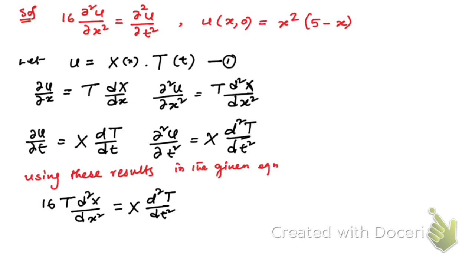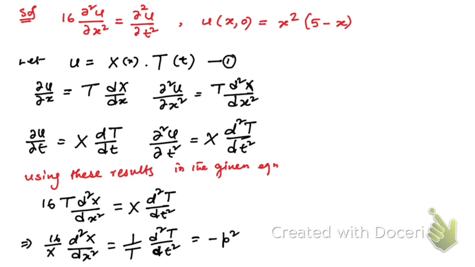So now let us separate the variables. How to separate this? Bring the x on the same side of the equal sign, and shift the t on the other side. Then what we're going to have is 16 by capital X, second order derivative of capital X with respect to small x, equals 1 by capital T, second order derivative of capital T with respect to small t. That's what we're going to have, right? So now let it be minus p square.